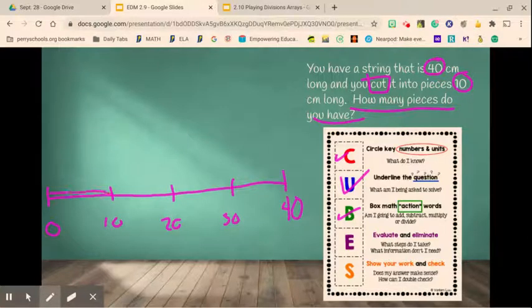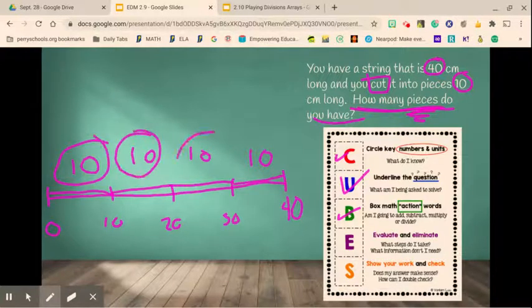So from 0 to 10, I know is 10. 10 to 20 is 10. 20 to 30 is 10. And then 30 to 40 is 10. I know my answer is how many pieces do I have? And so I'm looking for how many 10 centimeter pieces I have. I have 1, 2, 3, 4.